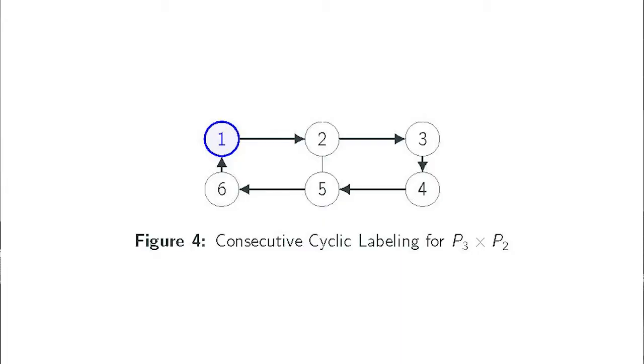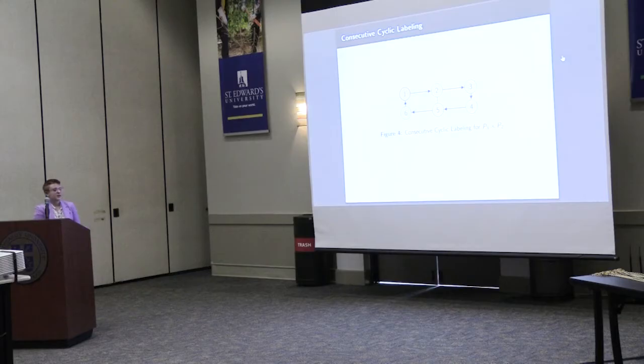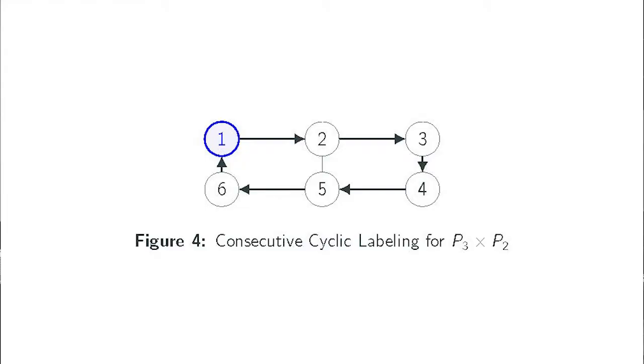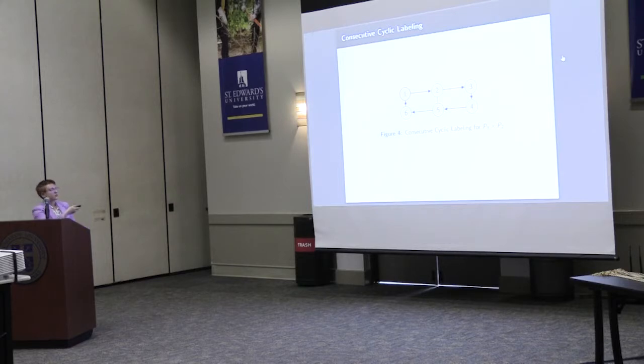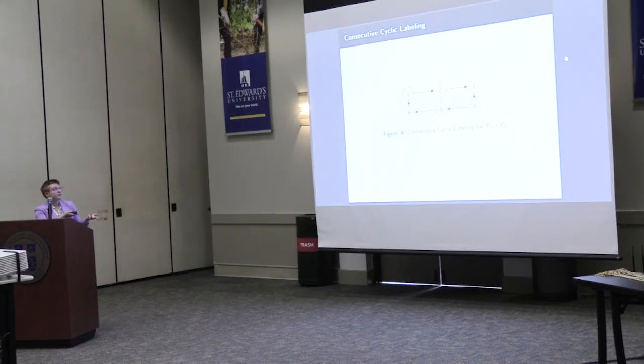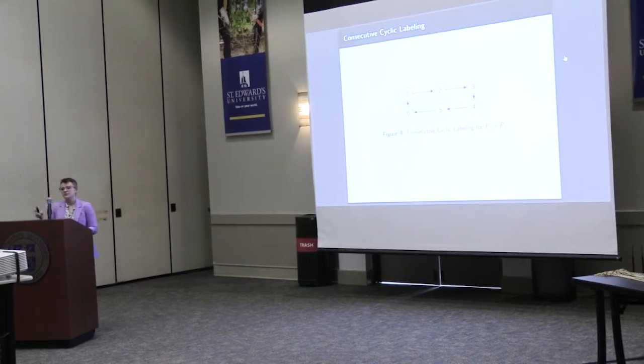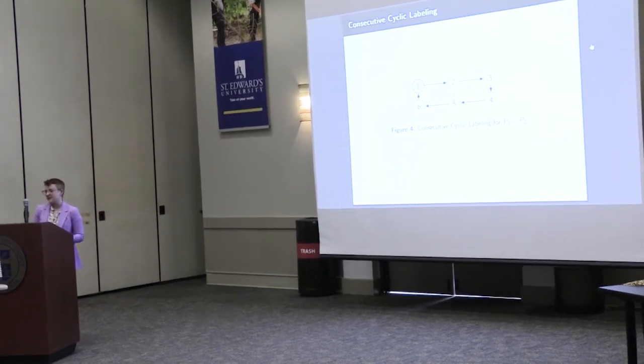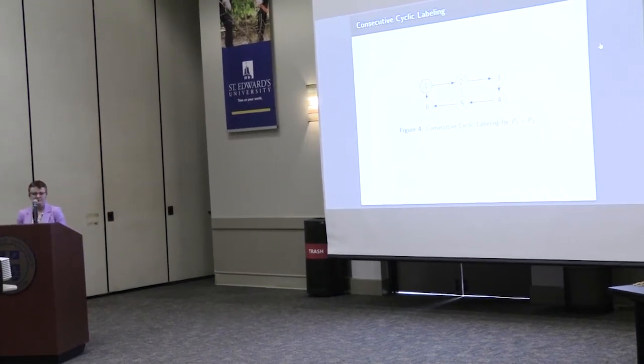A consecutive cyclic labeling of a graph, essentially you're going to pick a starting vertex. Our starting vertex in this case is in the upper left-hand corner. You're going to label your starting vertex 1. And then you're going to label in ascending order to the right until you hit the end of your graph, and then you go down, and you loop back around to the 1. And that's a consecutive cyclic labeling.